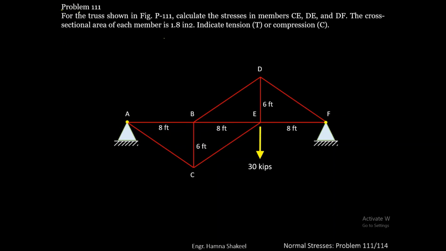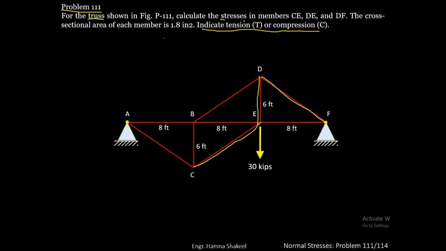In this video, I will solve problem 111, which is related to axial stresses in truss. The problem statement states that for the truss shown in figure, calculate the stresses in members CE, DE and DF. The cross-sectional area of each member is 1.8 inch square. Indicate tension or compression. So you have to find stress in these three members, CE, DE and DF. And you have to indicate whether you have tension or compression in these members.